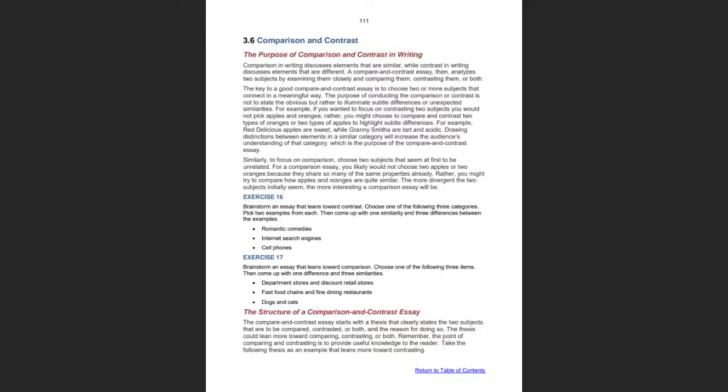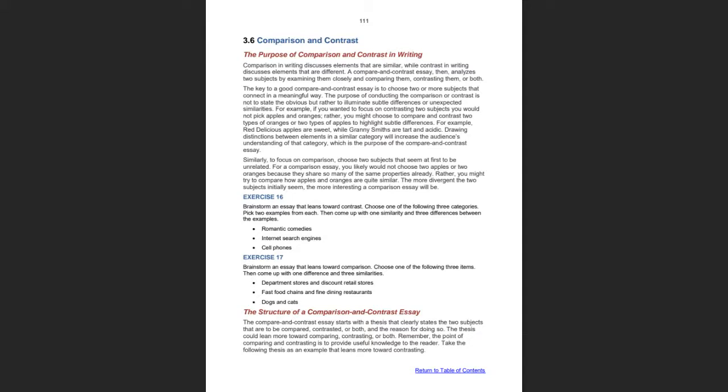Today, we're going to talk about the compare and contrast strategy. So let's jump right into it. All right. I'm just going to read you the chapter, and then we'll practice making a thesis and topic sentences for comparison and contrast. The purpose of comparison and contrast in writing.